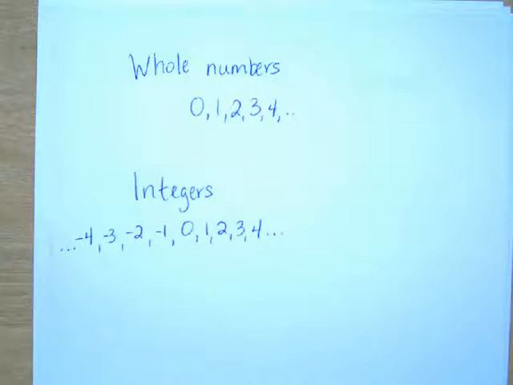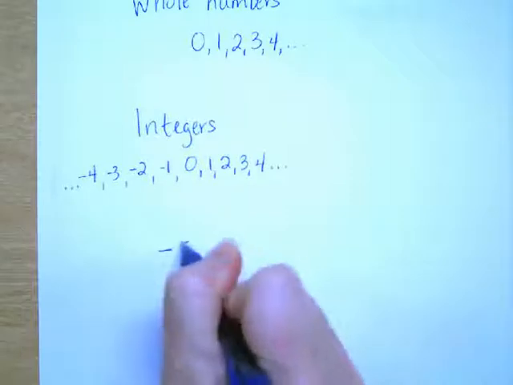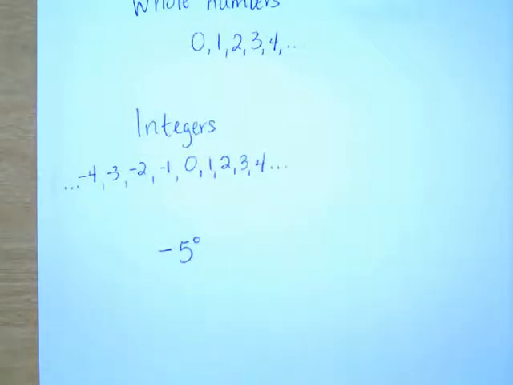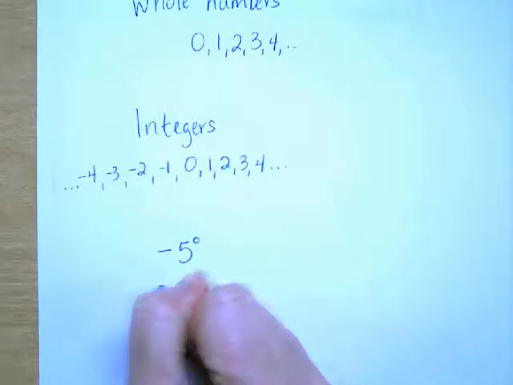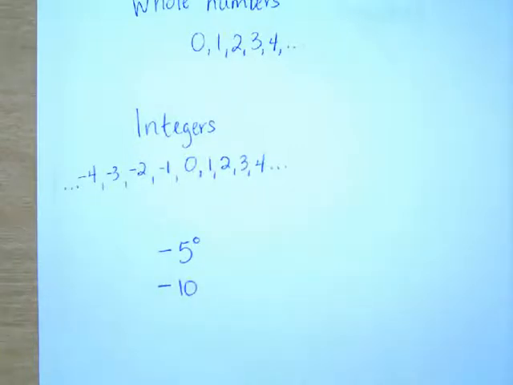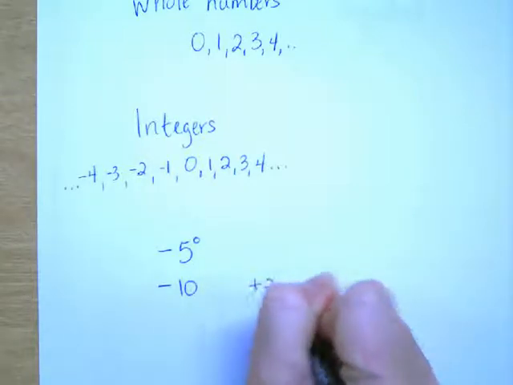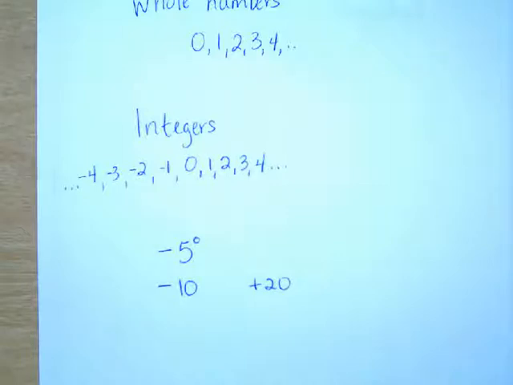Integers can help us represent things in real life. Like, for example, if it's really cold outside, maybe it's 5 degrees below 0, we could write that as -5 degrees. Maybe you withdraw money from your account at the bank and you take out $10. Well, that could be written as -10 or -$10. If we deposit money, which is the opposite of withdrawing, that would be a positive amount. So maybe I deposit $20, that's going to be a positive 20. They all represent things in real life.